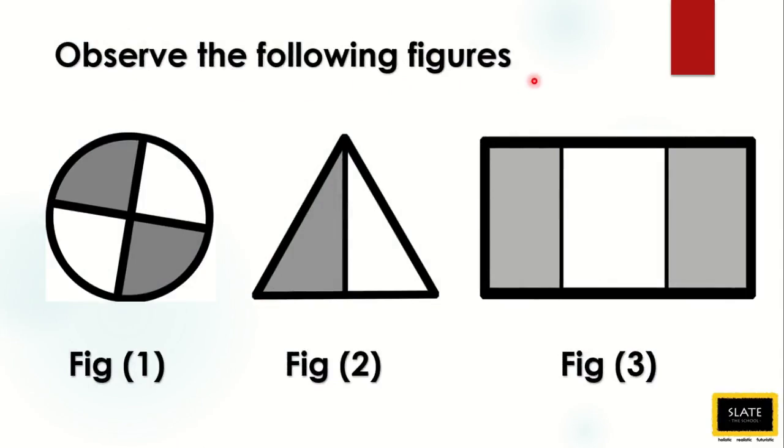Observe the following figures. There are three figures: one circle, one triangle, one rectangle. So what do you observe? This circle is divided into four parts and two parts are shaded. In the same way, this triangle is divided into two equal parts, and one part is shaded. The rectangle is divided into three equal parts and two parts are shaded. Now let's see.